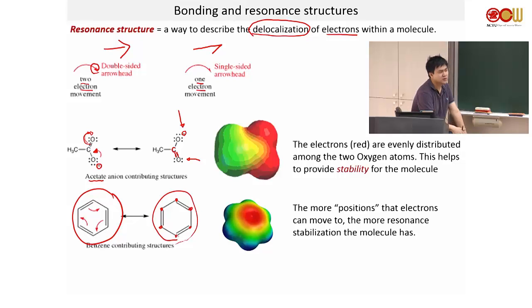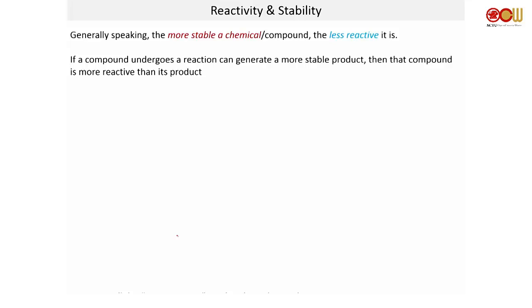Remember in organic chemistry we always say benzene-type stuff, aromatic residues, are usually difficult to react with. That is because they are very stable. They themselves do not have a lot of energy to do other things. Reactivity and stability: generally speaking, the more stable a chemical is, the less reactive it is.